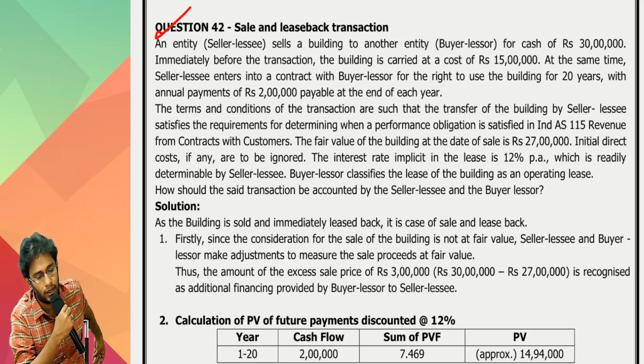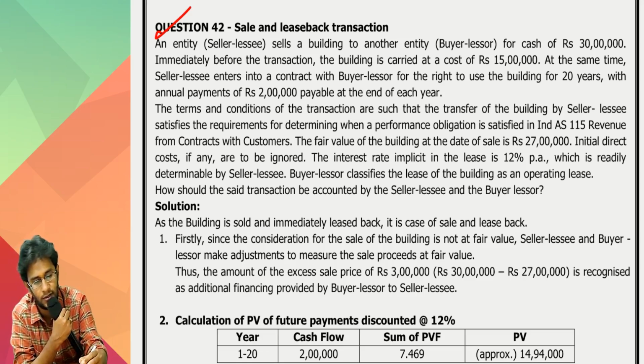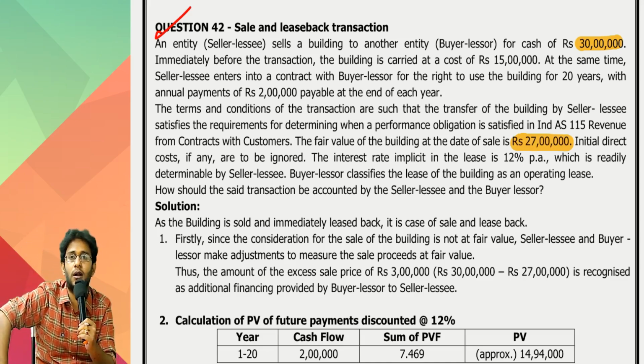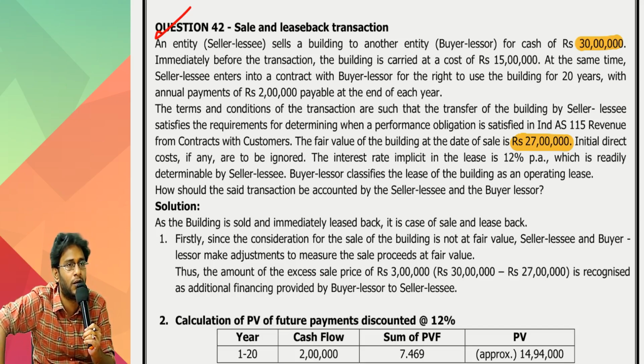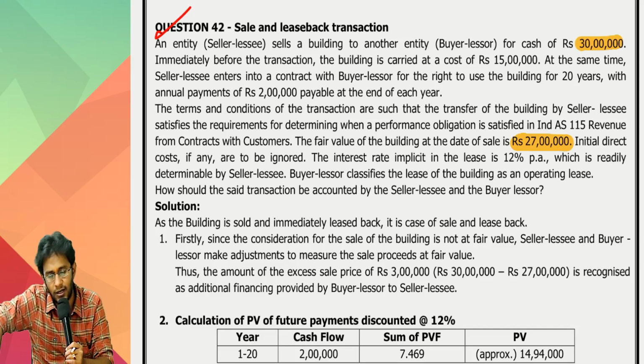The fair value of the building on the date of sale is 27 lakhs. Now look at this. Your actual selling price is 30, but the fair value of the asset is only 27. How much extra did you take from the buyer? 3 lakhs. Whatever extra you took must be accounted as a separate loan taken from the buyer. That is separate accounting. This particular transaction is 27 lakhs. Initial direct costs are to be ignored.